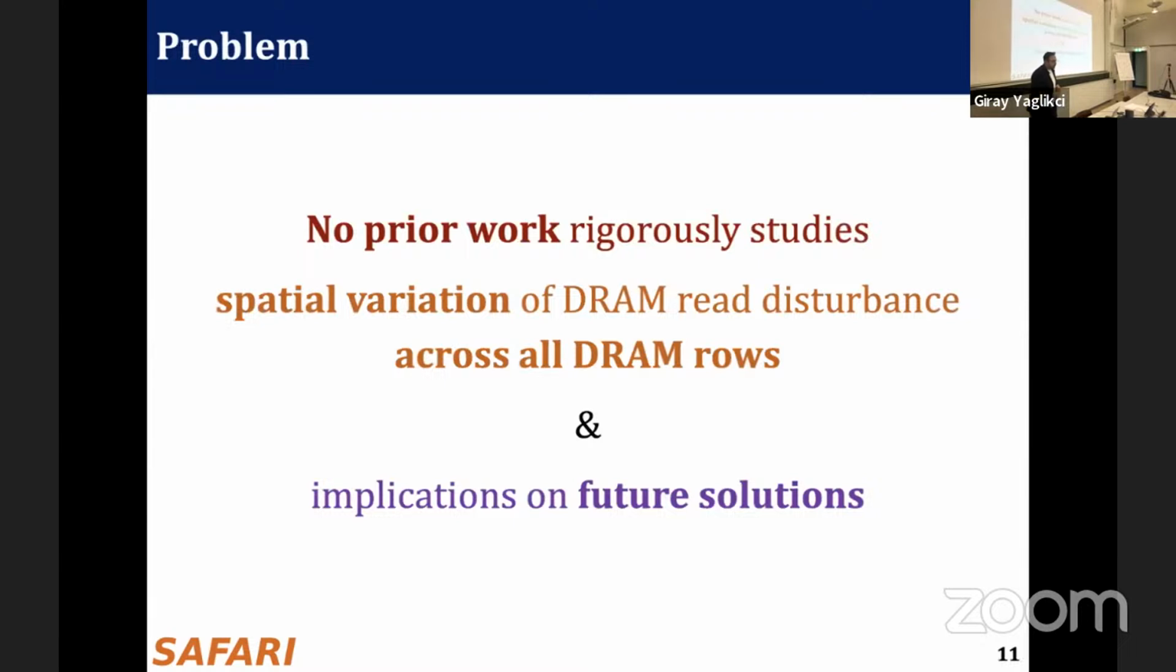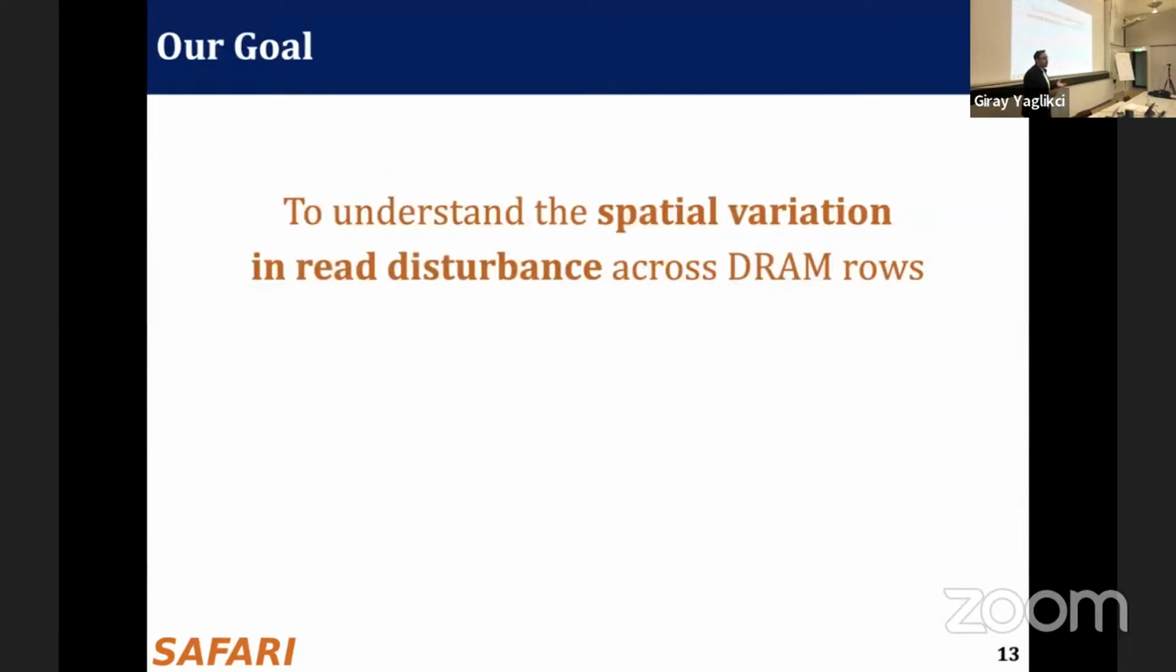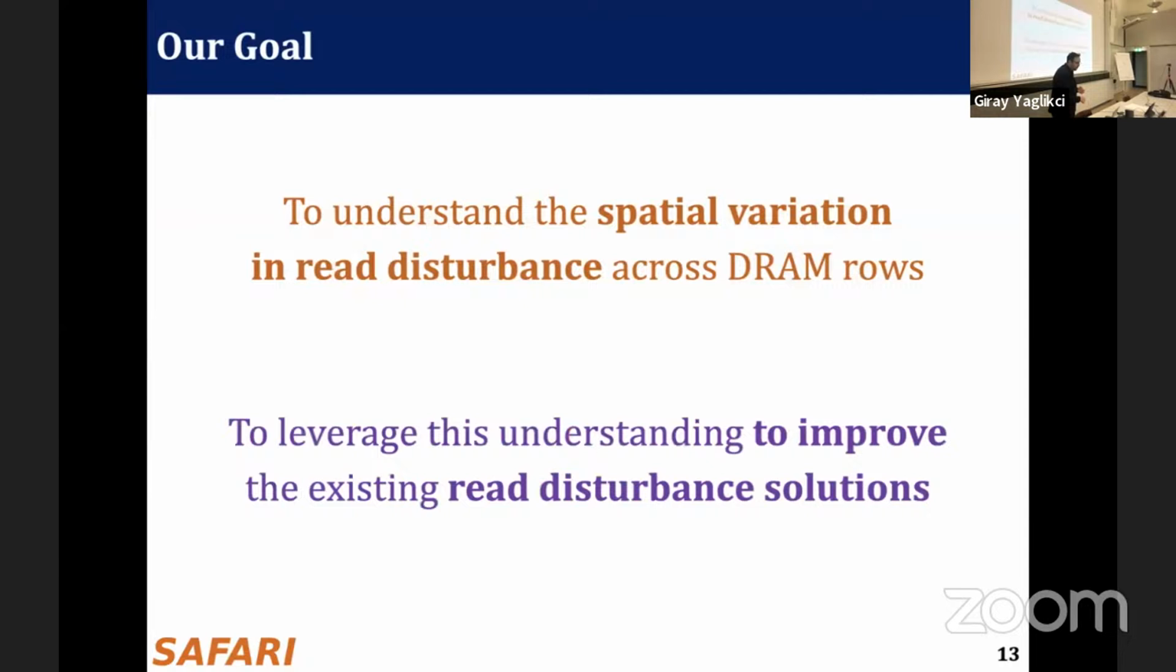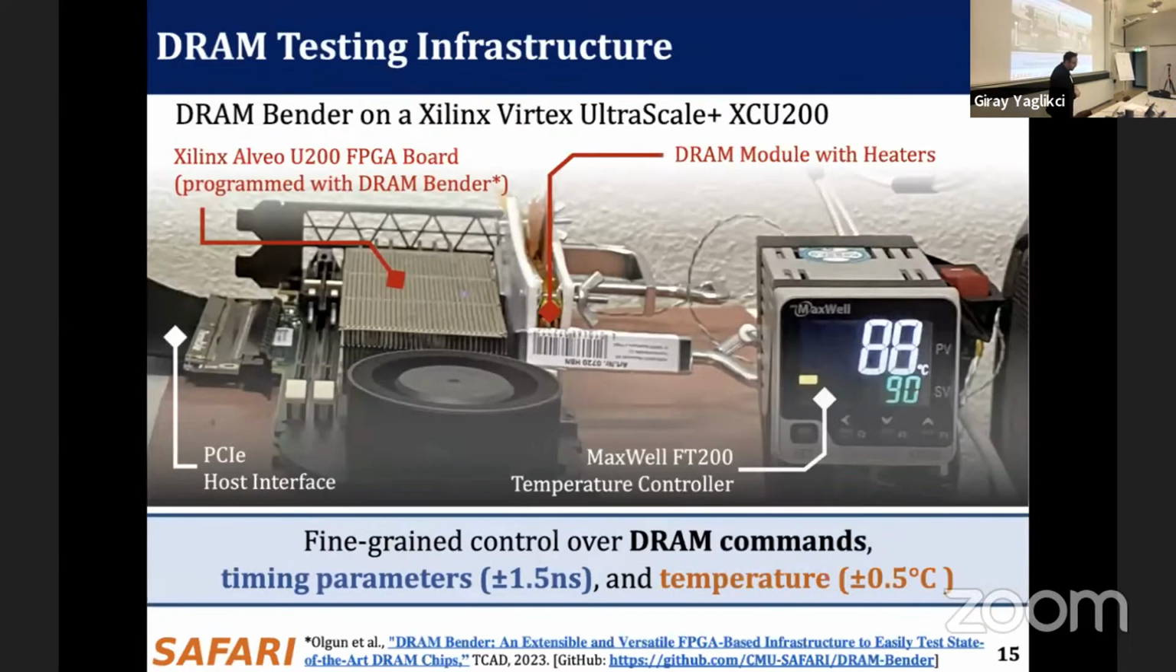The problem is that no prior work rigorously studies the spatial variation across different DRAM rows and the variation's implications on future solutions. Our goal in this work is to understand this variation and also to leverage this understanding to improve existing solutions. Okay, let's move to the experimental characterization.